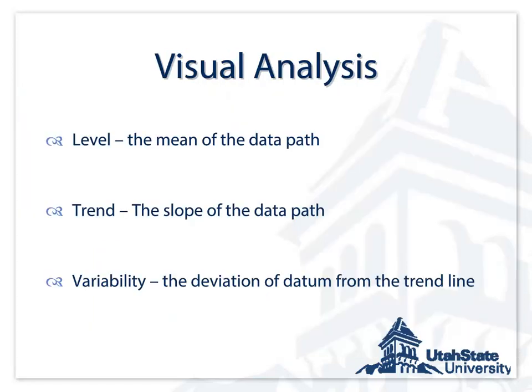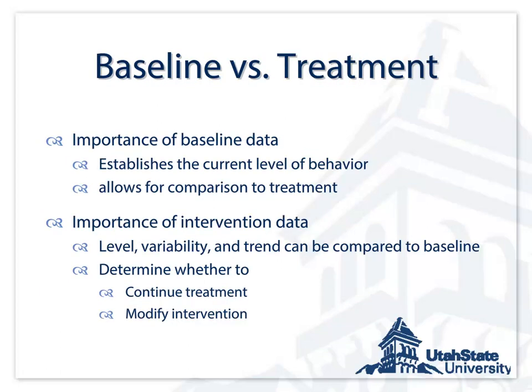We will now move on to visual analysis. There are three components to a data series that will come into play when we discuss visual analysis. These three characteristics of a data series are the level, the trend, and the variability. Most often when conducting visual analysis, we will be comparing baseline to treatment.